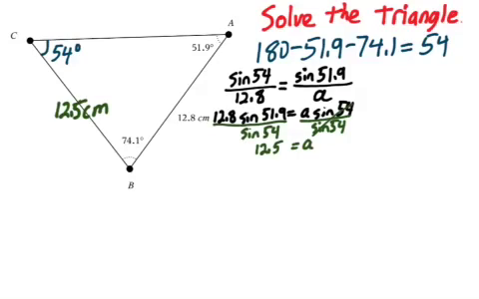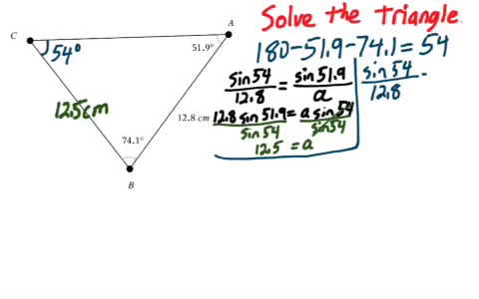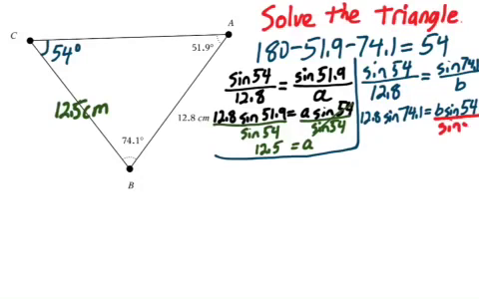And to solve for that one, I'm going to use that same proportion with the sine of 54 over 12.8, but I'm going to set it equal to sine of the angle B, which is 71.4, over little b. So writing that out, sine 54 over 12.8 equals sine of 71.4 over little b. Same process, cross multiply. 12.8 sine of 71.4 equals b sine of 54.